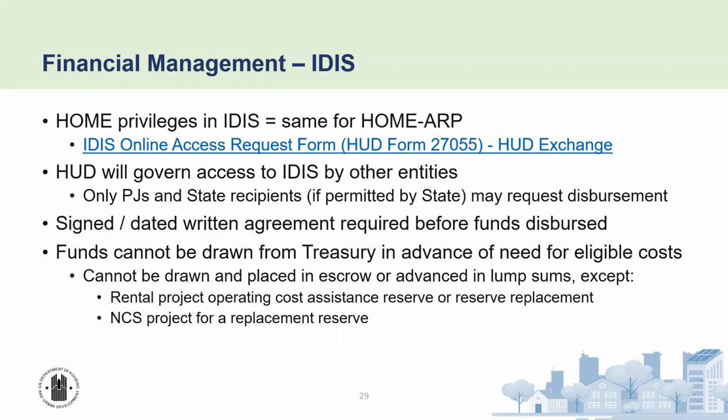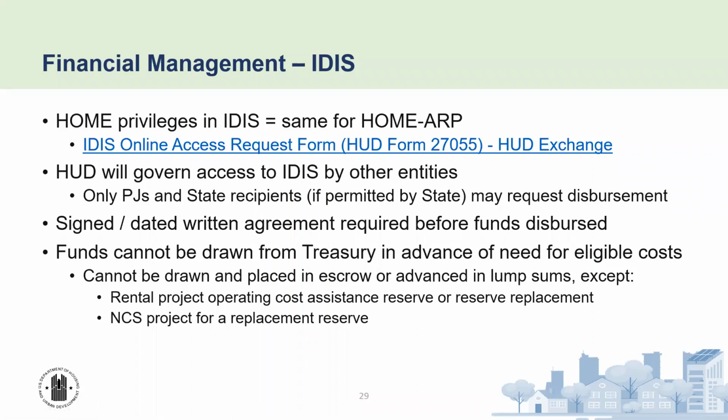So IDIS users that have HOME privileges in IDIS will have the same privileges for HOME-ARP and do not need to request a different level of IDIS access for HOME-ARP. For new IDIS users, please submit the IDIS online access request form, which is HUD form 27055. That form can be found at the link on, well, I guess the link's not there, but when the slides are available, the link will be there. It can be found on the HUD Exchange IDIS page.